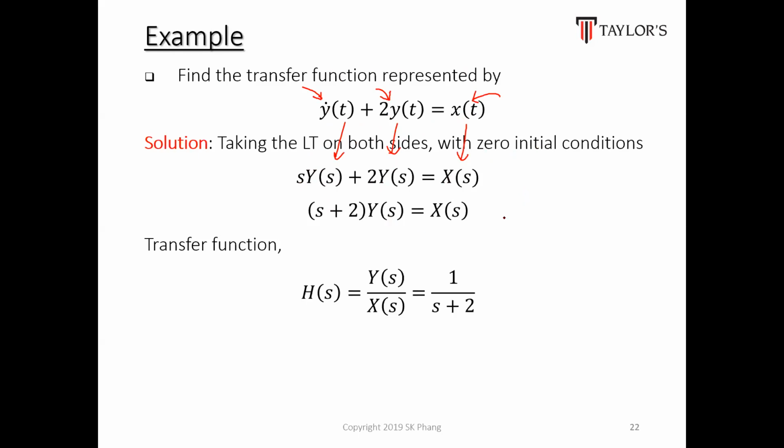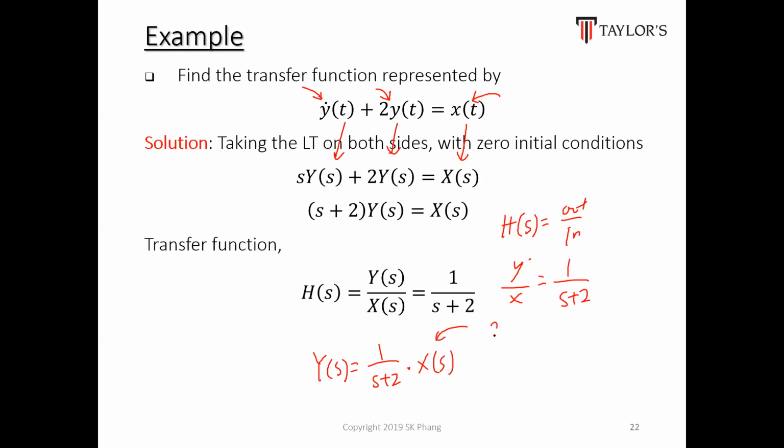Then your transfer function is output versus input, remember. So it's always Y over X. Then you get 1 over s plus 2. Now you can easily analyze your system already, because you know that Y(s) is 1 over s plus 2 multiplied by X(s). So what is your input?